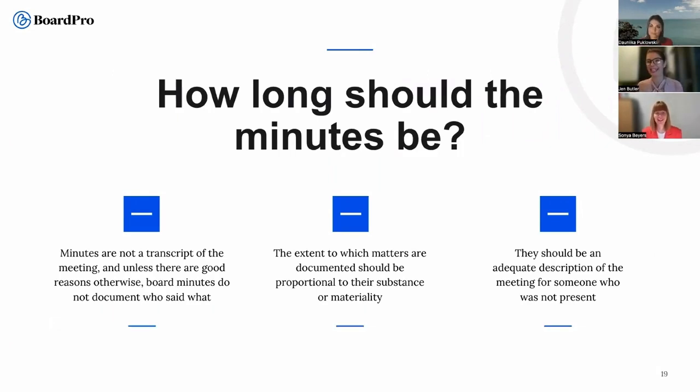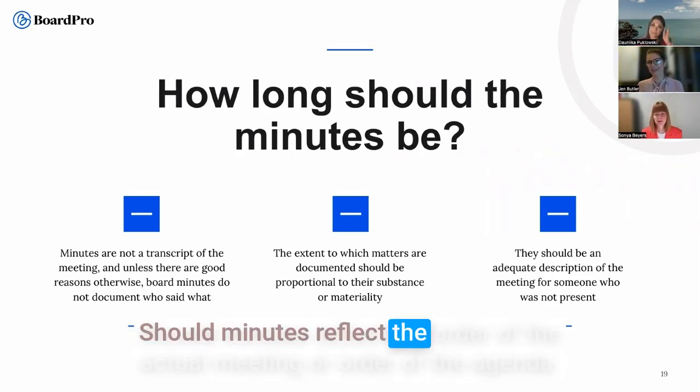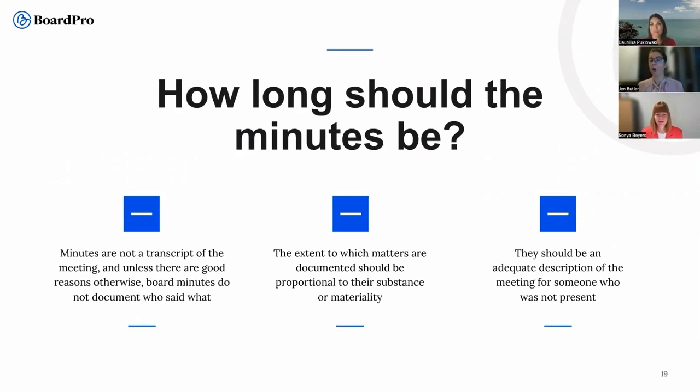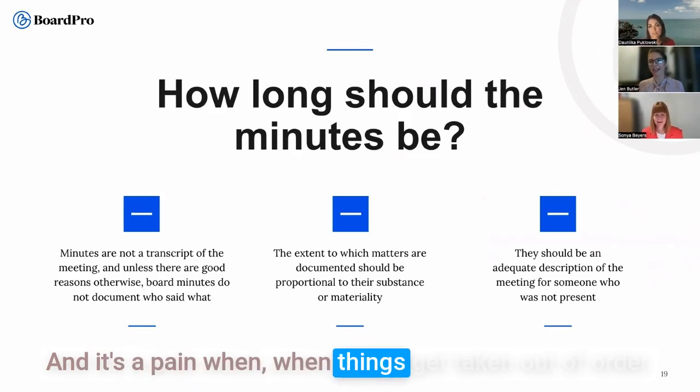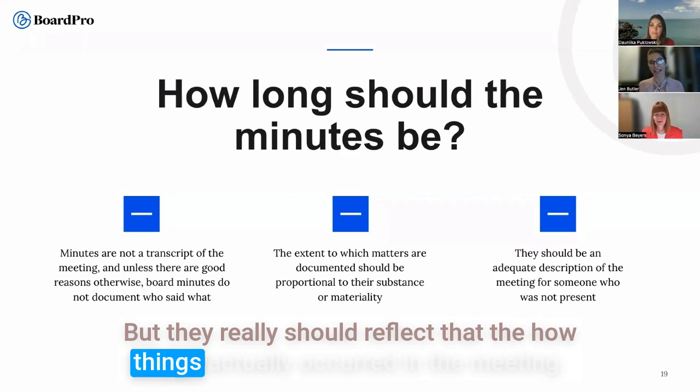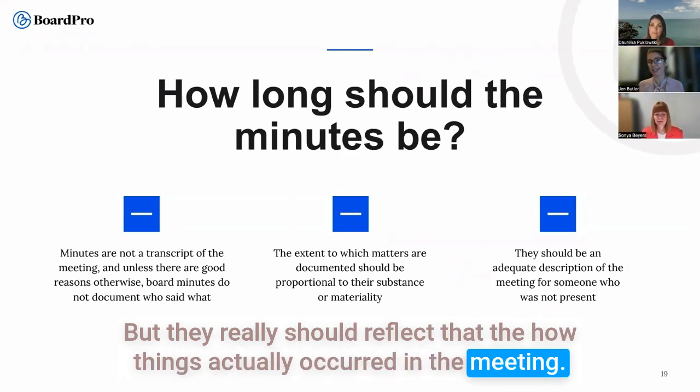Next question, Sean. Couple of other items here. This one from Lee Svedson. Should minutes reflect the order of the actual meeting or order of the agenda? Order of the actual meeting. And it's a pain when things get taken out of order, but they really should reflect how things actually occurred in the meeting. Danica, what do you think?